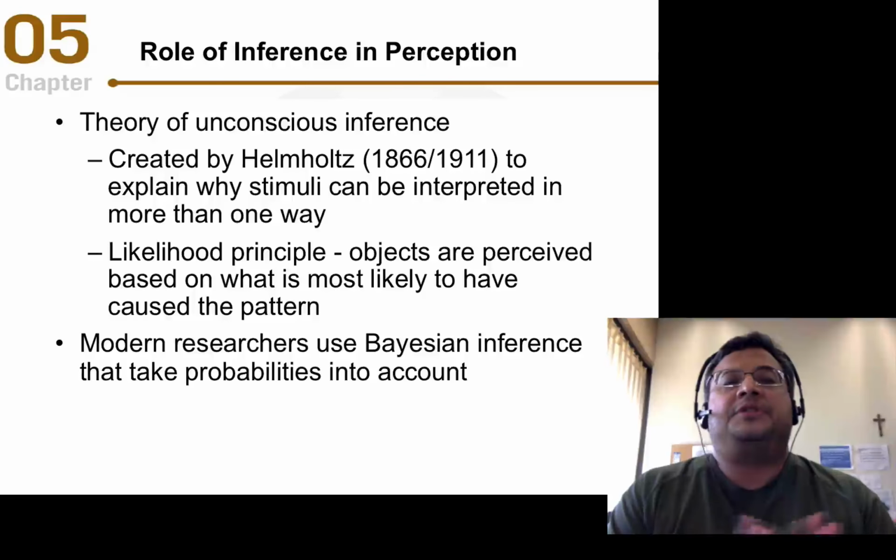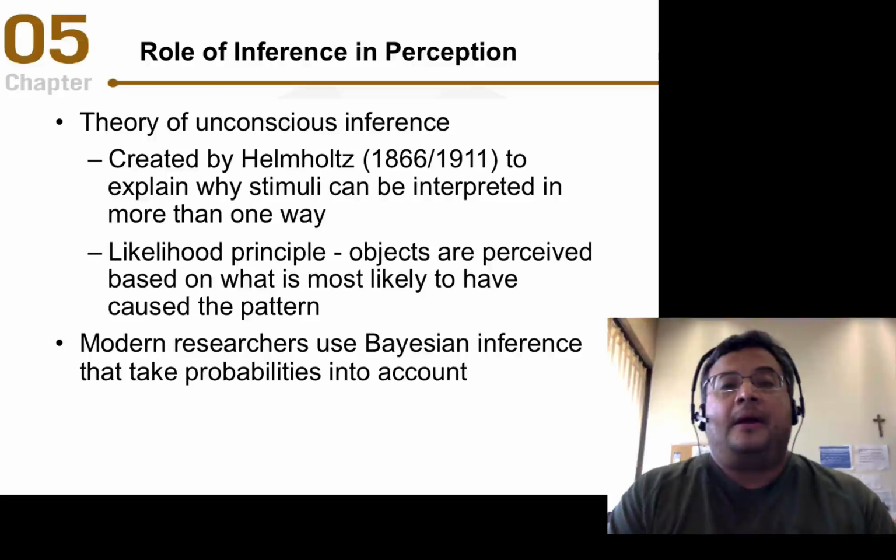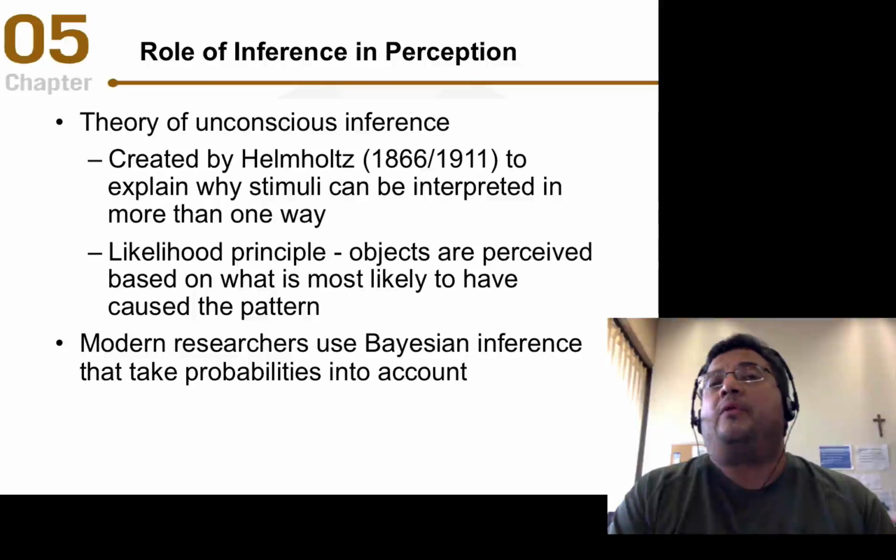Well, obviously there's been a lot of work in this. The first scientific idea on the role of inference in perception was proposed by Helmholtz, who talked about this theory of unconscious inference, right? This idea that we do, in fact, use unconscious processes to infer what stimuli are based on their context, and that stimuli can be perceived as many different things based on the context, right? Part of the theory of unconscious inference is the likelihood principle: that objects are going to be perceived based on what is most likely to have caused the pattern. Again, we're going back to context, right?